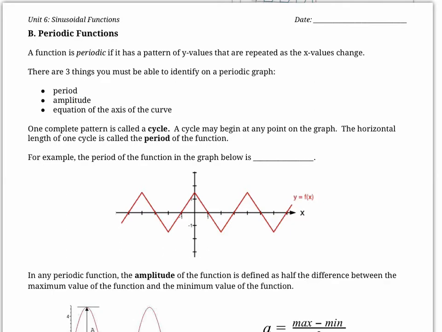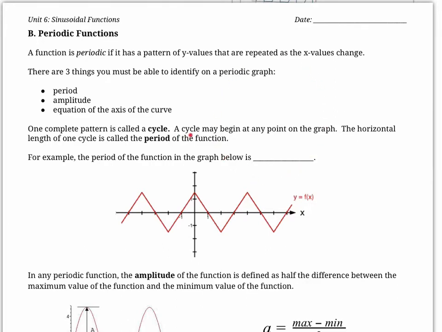One is called the period, next is the amplitude, and then we have the equation of the axis of the curve. So one complete pattern is called a cycle. And I was already using this word when we were talking about going around the Ferris wheel. So it makes sense. One cycle is one trip around the Ferris wheel.